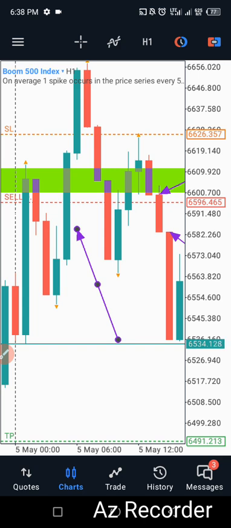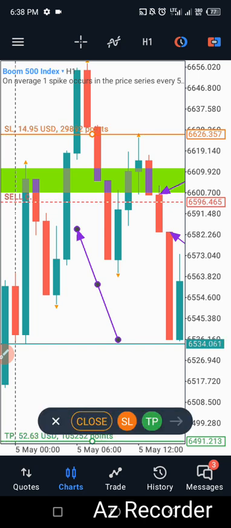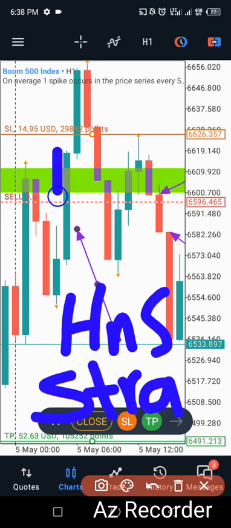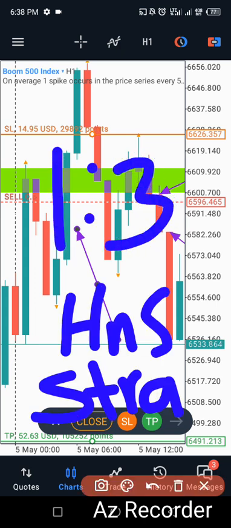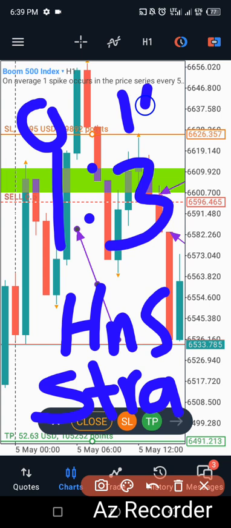As you can see here, I've put my stop loss already and my take profit. The risk to reward ratio is somewhere around 1 to 3. In case this trade reverses, this is what I'm willing to lose, like $15. And should it go in my favor, this is what I'm willing to gain. So these are elements of a good trade.